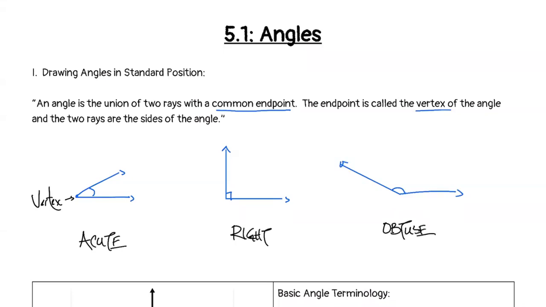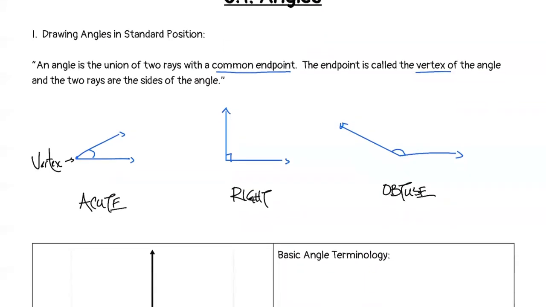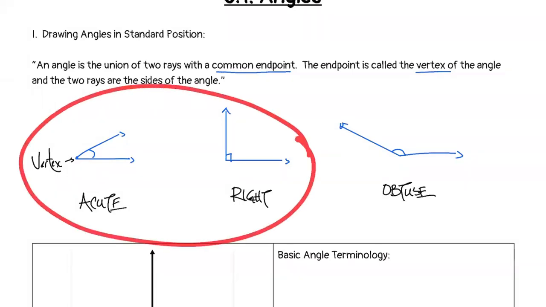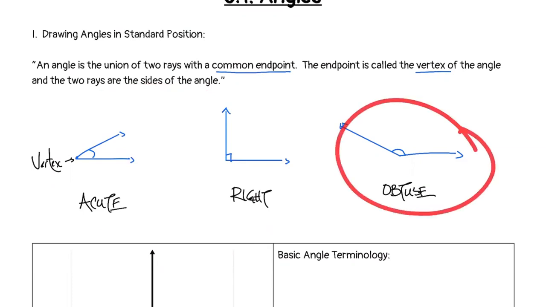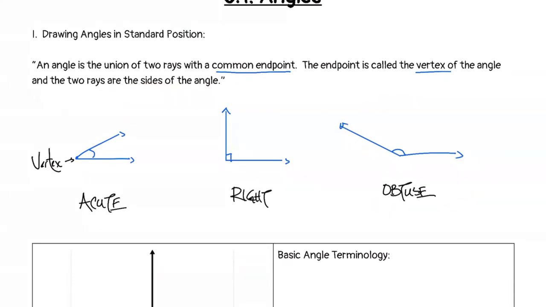Okay, so we've got a little bit of that background knowledge. We've got some acute angles, some right angles, some obtuse angles, and we're going to be spending a lot of our time really with acute and right angles, but also thinking about how we're going to take obtuse angles and maybe give them a different name.